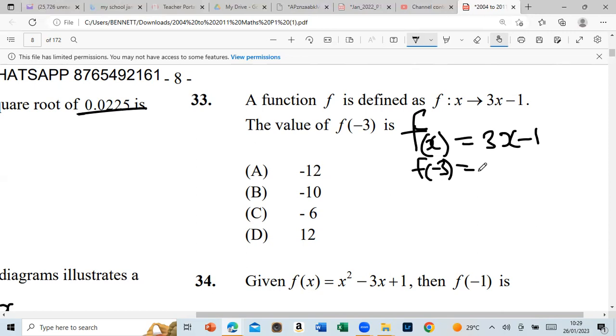Alright, let's go. So we substitute -3. So it's -9 minus 1. Both of them are negative, so we basically add them. Alright, and that's -10.